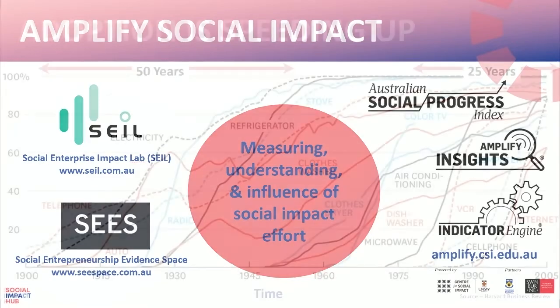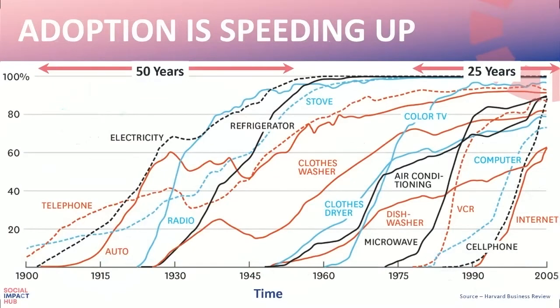Now, I mentioned adoption in the introduction. If we look at the last 110 years or so, the speed at which technology is being adopted is speeding up. So if we look on the far left-hand side, about 110 years ago, it took about 50 years for new technologies to be adopted by 100% of the population. These days, it takes about 25 years. So the time you have from when things are introduced to when they're fully taken up is now 25 years or less.